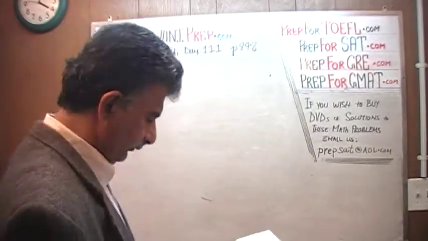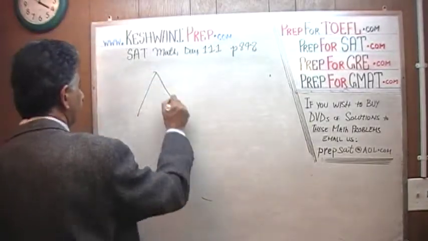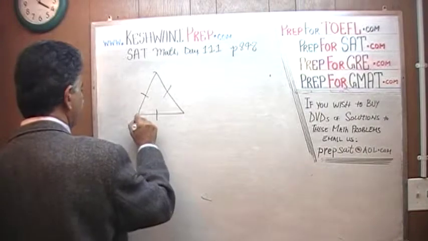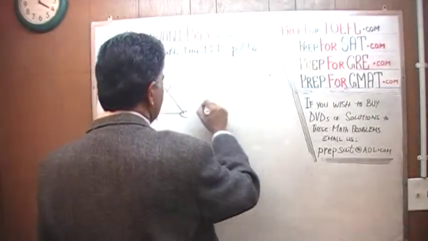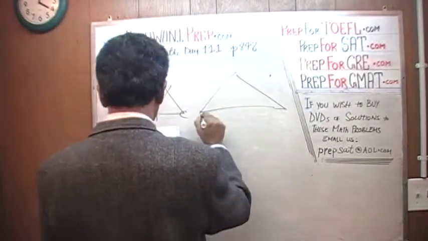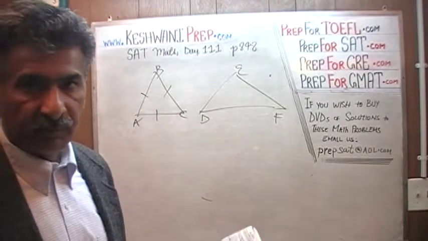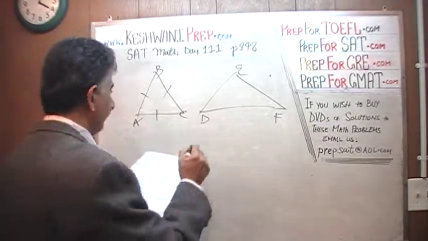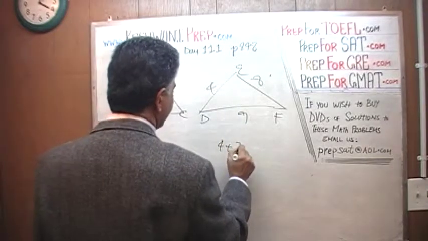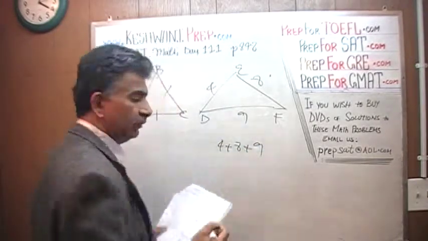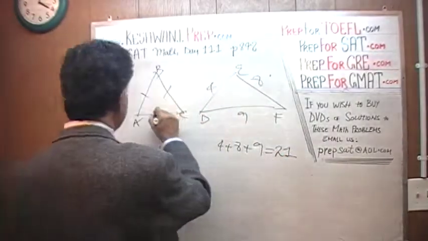Alright, that's good to know. If ABC is an equilateral triangle, all three sides are equal, and we are told the perimeter of ABC equals the perimeter of DEF. So that's 4, 8, and 9. 4 plus 8 plus 9, 12 plus 9, it's 21. And these three sides are equal.